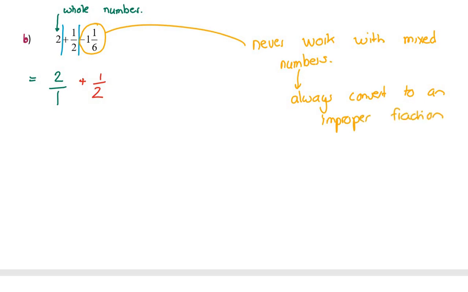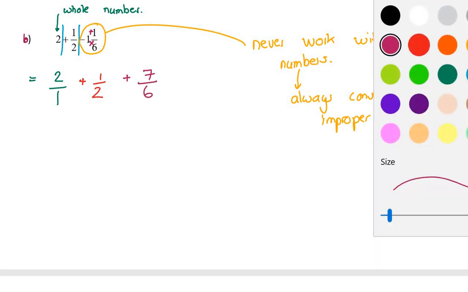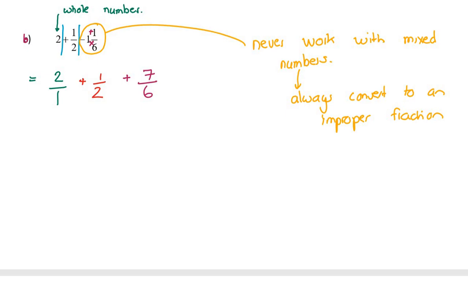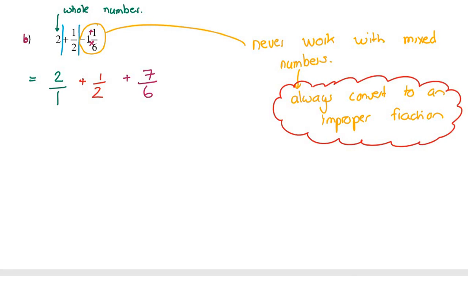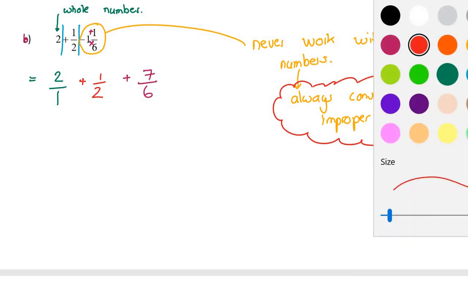So in this case, let's quickly remind ourselves: if you have one whole, each whole being divided into 6 pieces, you'll have 6 pieces. So 1 times 6 is 6 pieces. And then 1 left over. So 7 pieces out of 6. So when we say simplify each term, that includes always converting a mixed number to an improper fraction. That's one of the steps of simplifying each term. Really, really important.